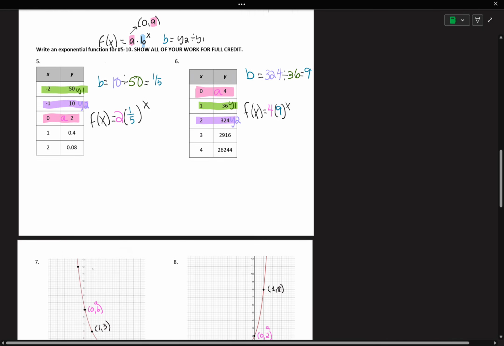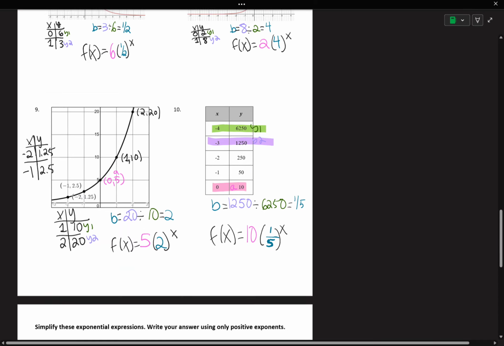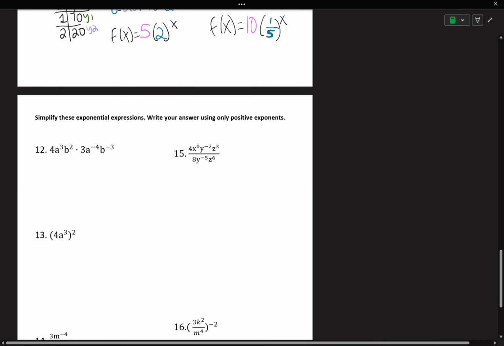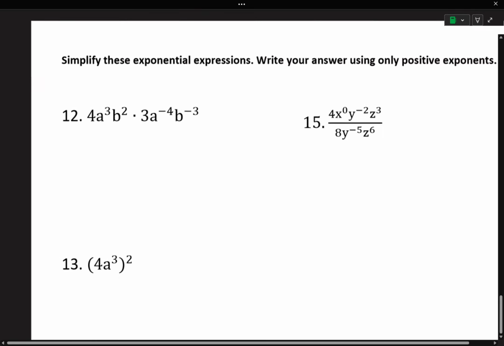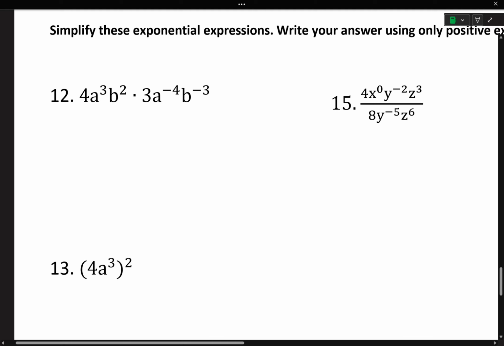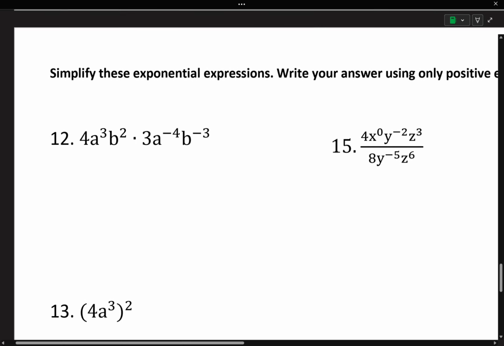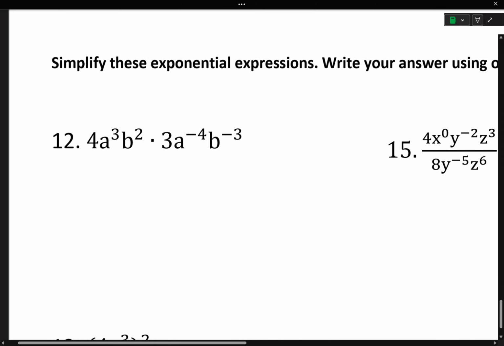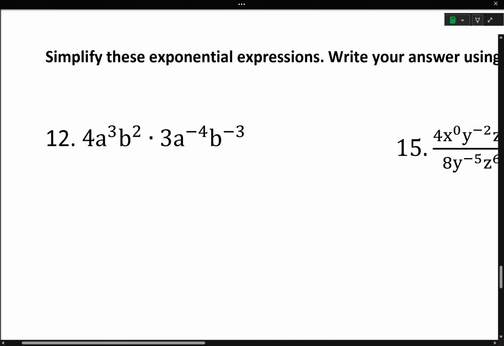Now, let's do a little flashback to properties of exponents. Okay. So let's simplify these exponential expressions, and we want to get them as only positive exponents. Okay, so in number 12, I see regular numbers, a's and b's. I'm going to chunk it up. I'm going to reorganize. All right, let's start with the regular numbers. I got 4 and 3. 4 times 3.